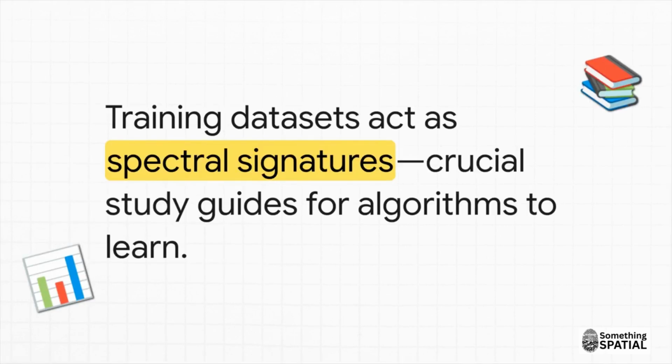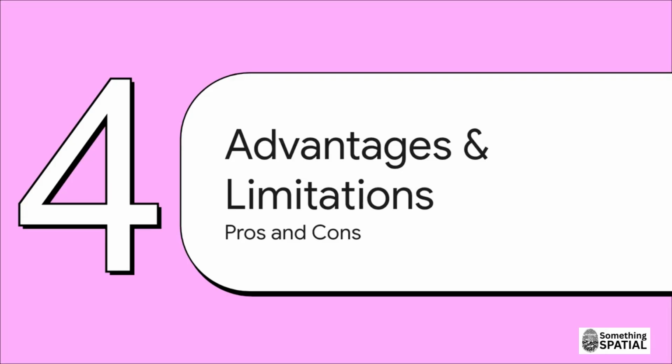So, the crucial point here is that no matter how incredibly advanced the algorithm is, it relies entirely on the training dataset. These datasets act as spectral signatures, teaching the algorithm the very specific statistical relationship of, say, how a pine tree reflects light compared to an oak tree. If that initial signature is wrong, your entire map is going to be wrong. It's that simple. That brings us to Section 4, Advantages and Limitations.